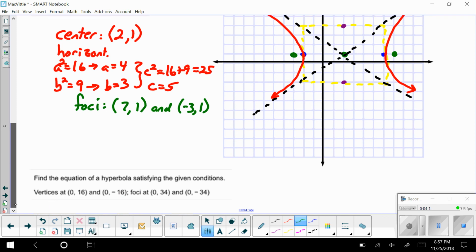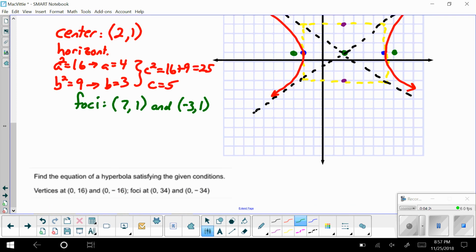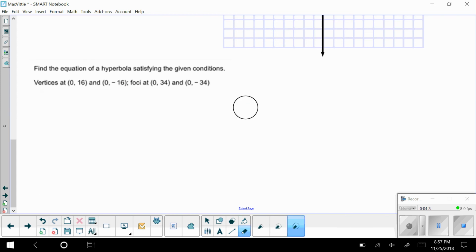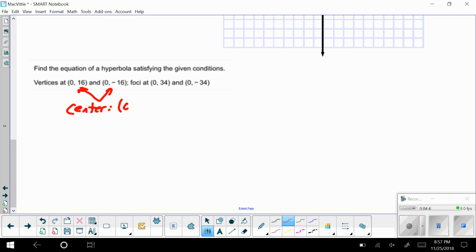Now the other example I saw there, I didn't see one where you had to recognize and do completing the square with hyperbolas, but I did see that you had to do one where they gave you information about the graph. So they told us the vertices are at 0, 16, and 0, negative 16. Again, just like with an ellipse, this tells me that my center is the midpoint of these. So my center will be at 0, 0.